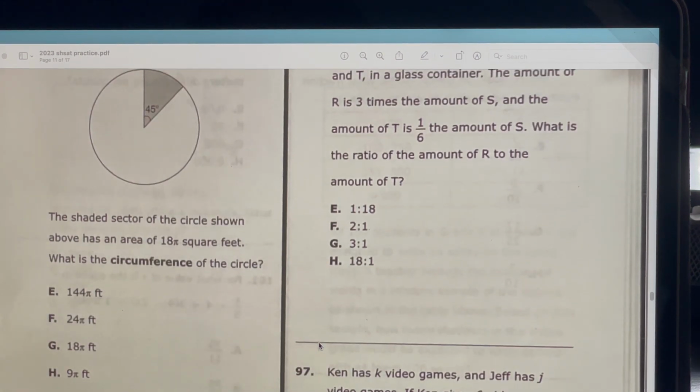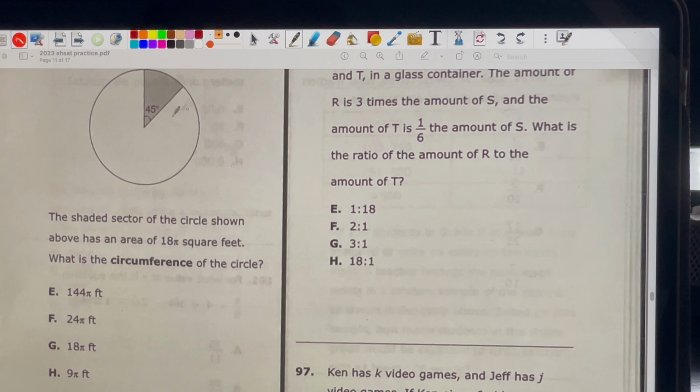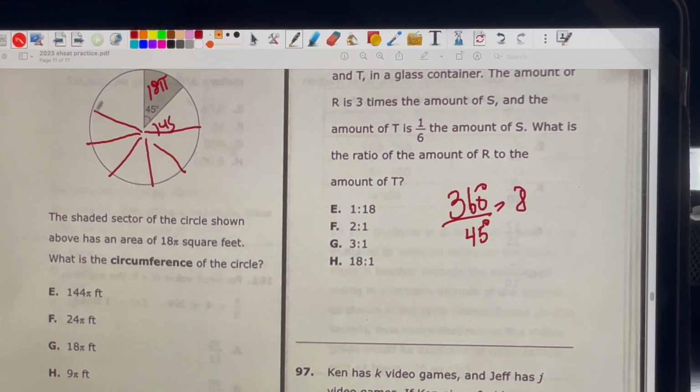What is the circumference of the circle? The shaded sector of the circle shown below has an area of 18 pi. So this area here, not the whole circle, is 18 pi. Now, a full circle has 360 degrees. If you divide that by 45, you get 8. So there's 8 45 degree sections. 1, 2, 3, 4, 5, 6, 7, 8.